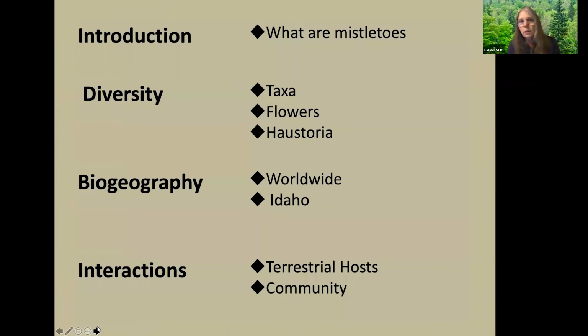So tonight I'm going to give you an introduction and then talk a little bit about the overall diversity of mistletoes, and then biogeography. Then we'll switch to Idaho and talk about the species in Idaho, where they're found, and then a little bit on mistletoes in the environment, which has really been quite an interest of mine.